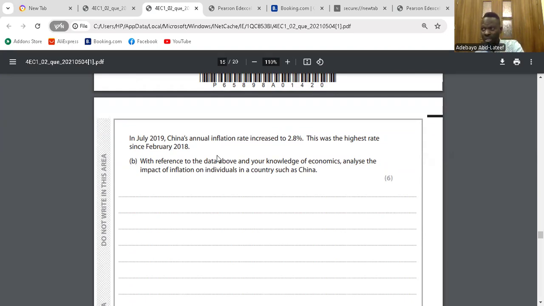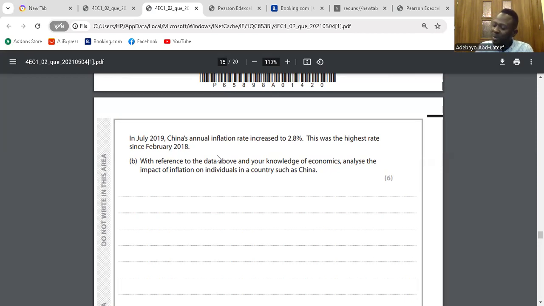That means it has increased to 2.8% according to the data, which was higher than the previous rate. We don't know the previous rate, but that is what it meant here. So it was not 2.8 before now. So the previous rate was lower than this. Do you get that point there? So I wrote, based on the data above, the inflation rate is 2.8%, which was higher than the previous rate.